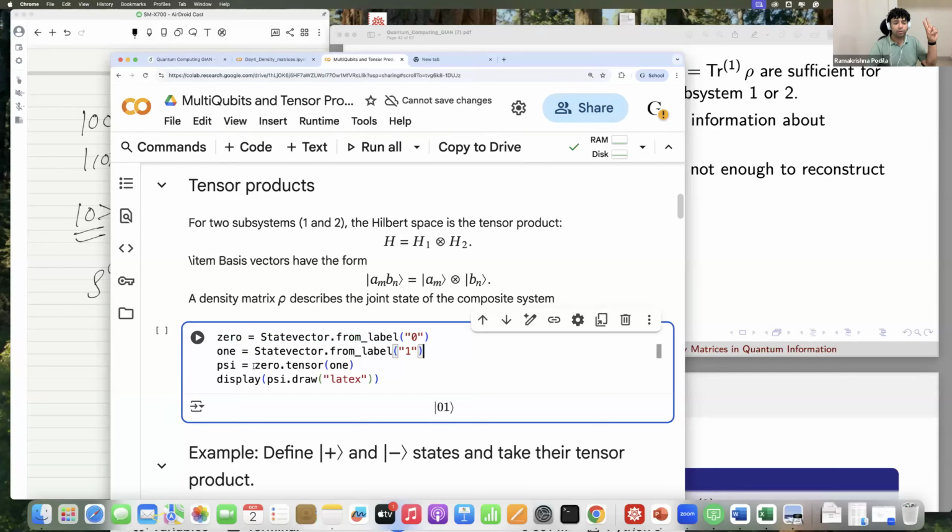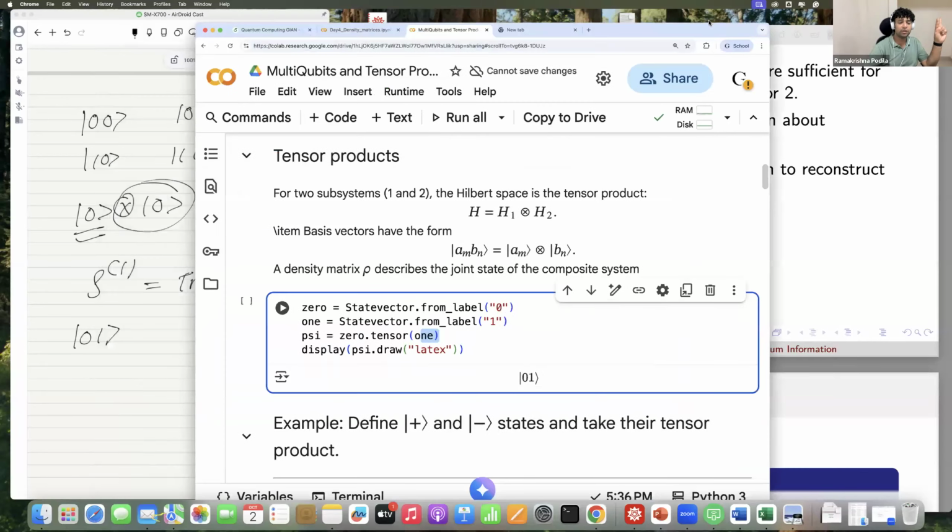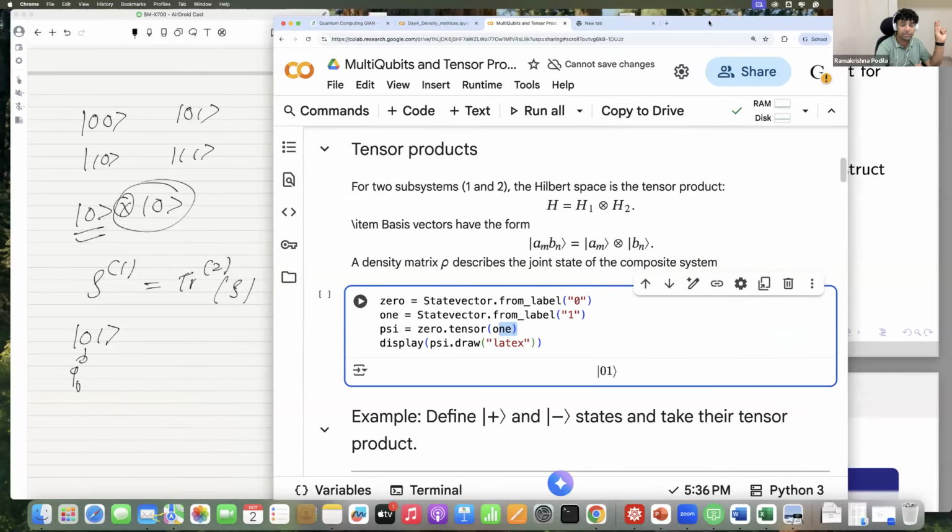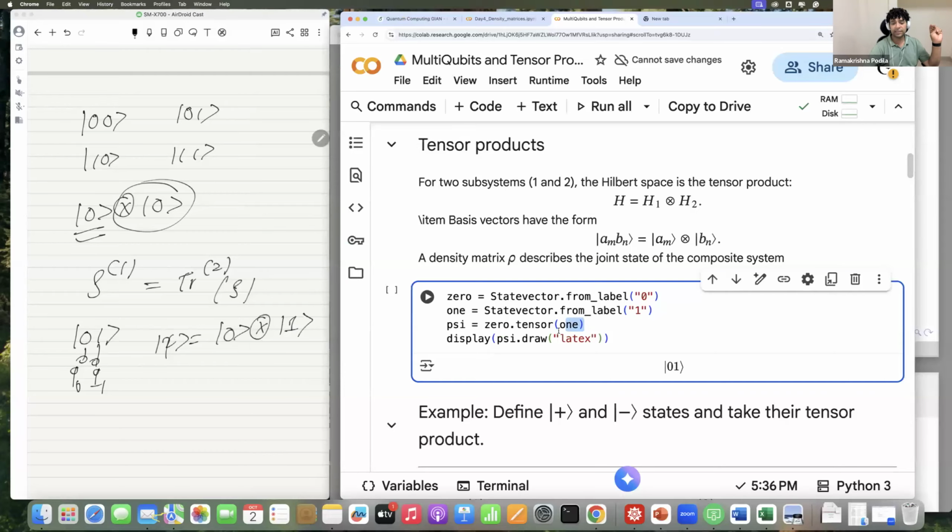Then if I want to do the tensor product, I can create 0 tensor product with 1. That is the same thing as writing 0, 1. Okay, you can't see the notepad. So I'm writing 0, 1. This is qubit 0 that I'm initiating in 0. This is qubit 1 that I'm initiating in 1. Then I'm writing my psi as 0 tensor product 1. So I created the state 0, I created the state 1, and 0 tensor 1. Then I get this state 0, 1.